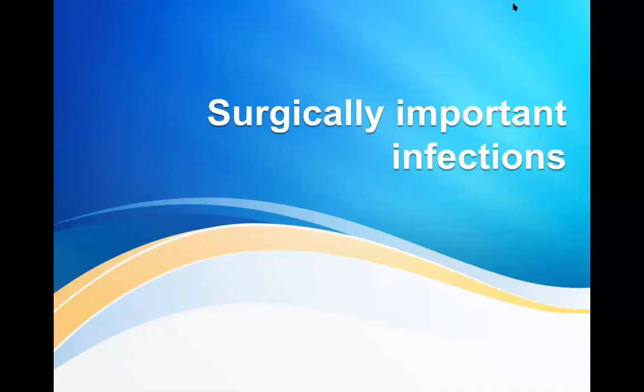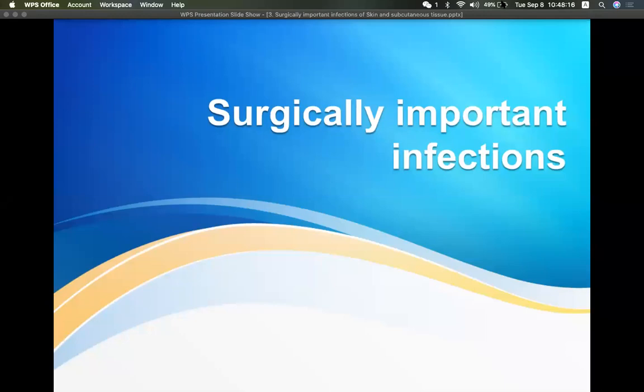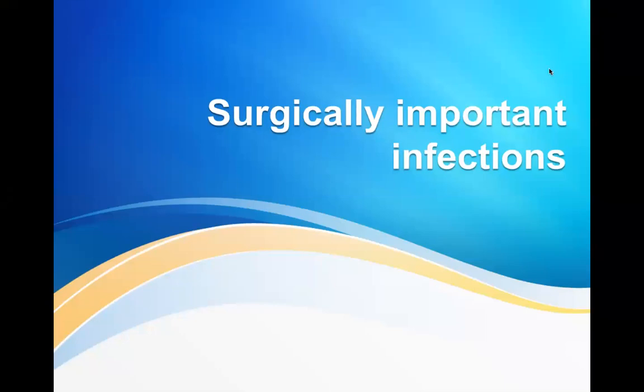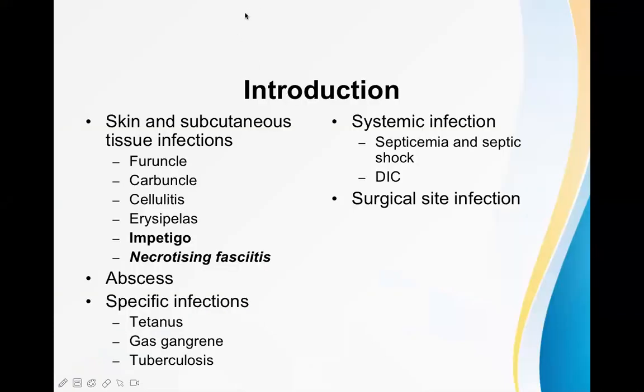So today's topic would be surgically important infections which are involving skin and subcutaneous tissue. So let's move further. Now, what are the types of infection which mainly affects skin and subcutaneous tissue? First, we should know the name. Now, these are Furuncle, Carbuncle, Cellulitis, Erysipelas, Impetigo, and necrotizing fasciitis. Now, most of these we are going to deal in this class.